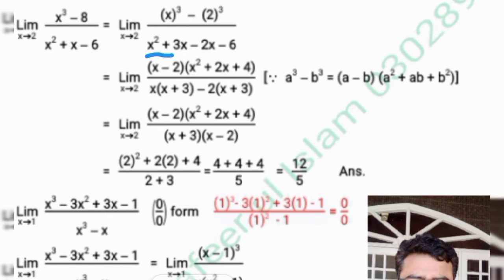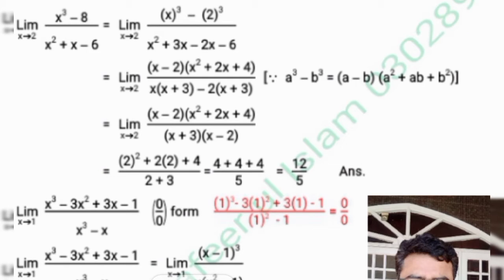We can take x common from the first two terms in the denominator, and we can take minus 2 common from the last two terms. If we take x common from the first two terms, it will be x plus 3 inside the bracket. If we take minus 2 common from the last two terms, we will have x plus 3 inside the bracket.